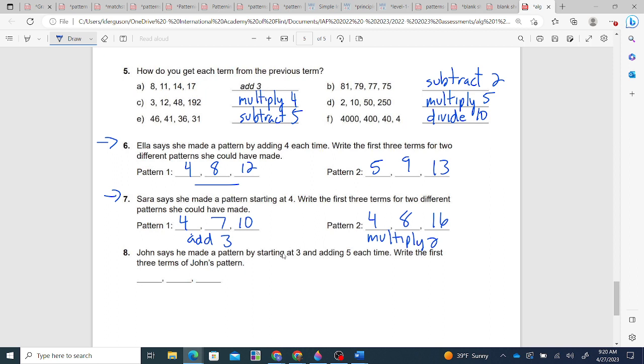Now, this last one is not the same. John says he made a pattern by starting with 3 and adding 5 each time. So I'm starting with 3 and adding 5. So I don't have a lot of leeway. So if I start with 3, what's my next term? Say it again. And then what's my next term? And that's it. So anybody got any questions on that?